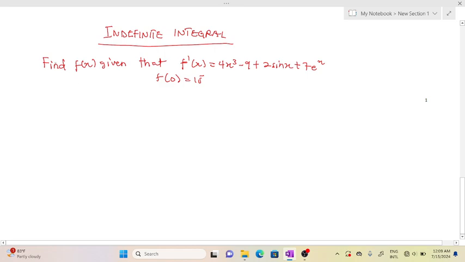In this tutorial, I'll be taking you through indefinite integral. So, under indefinite integral, I have a problem here for us to solve so you understand this concept very well.